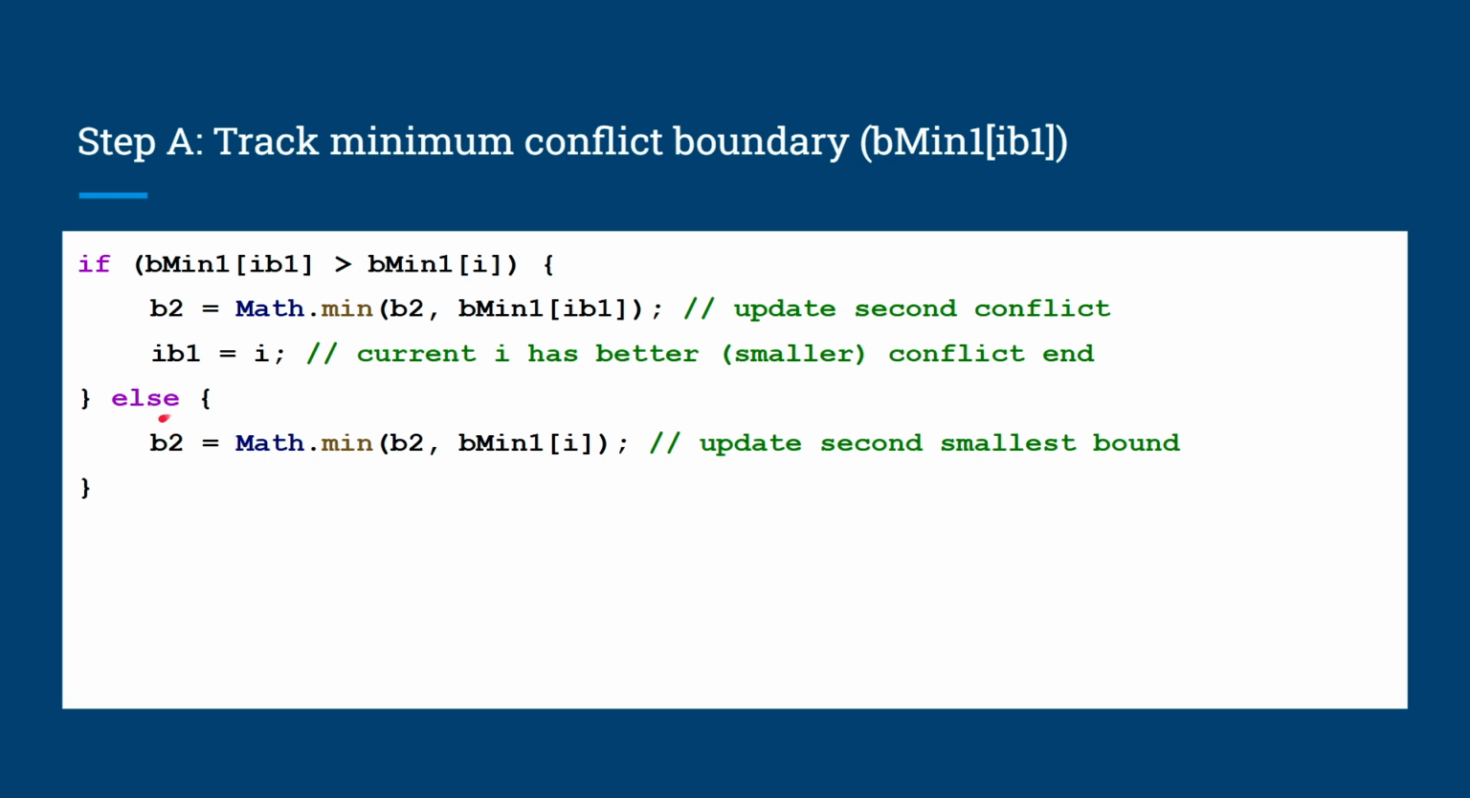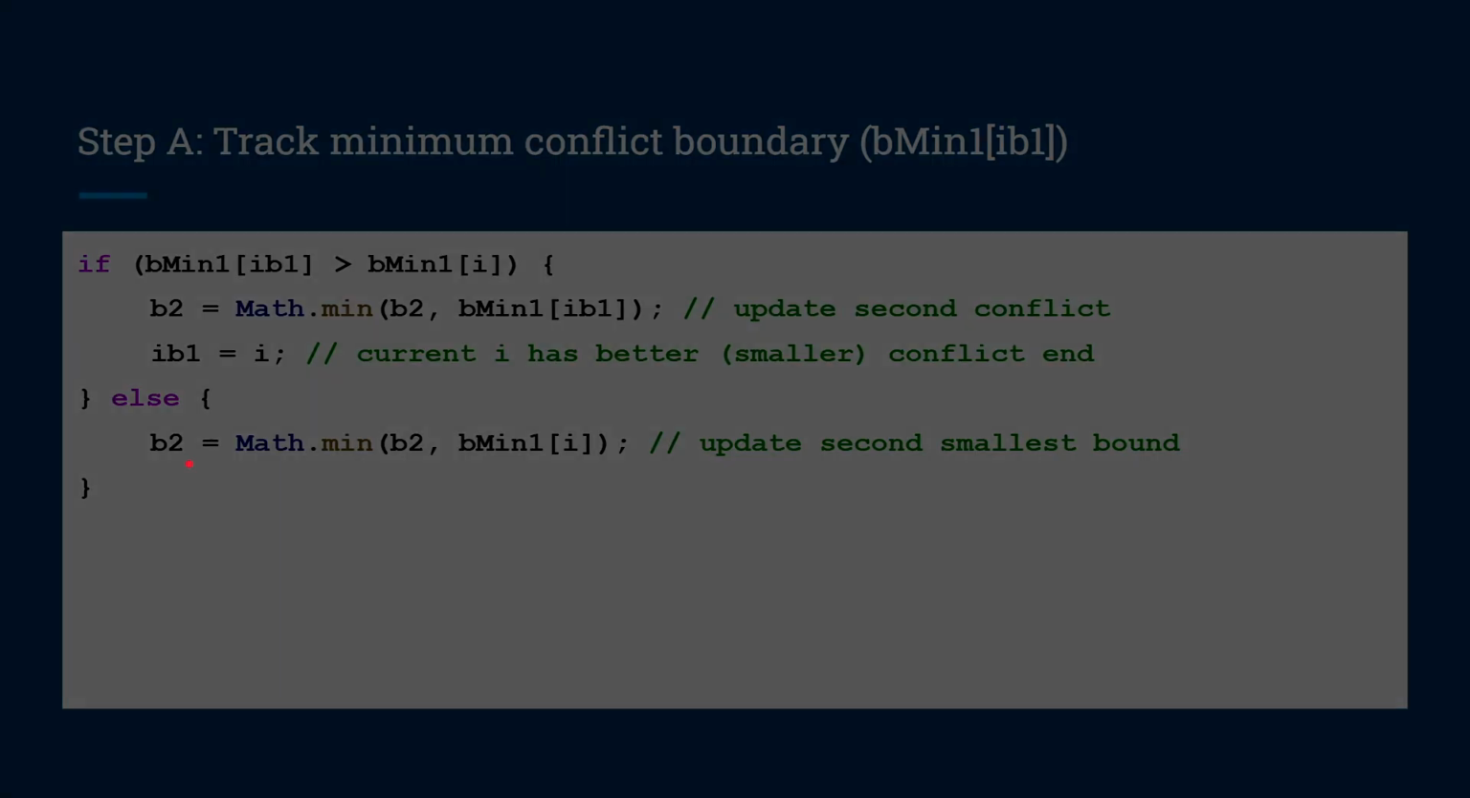Then we'll try the else condition, right? So we'll update the second smallest boundaries. How? We'll just take the minimum value and store it in b2. Like this, we will update our minimum conflict boundaries first.